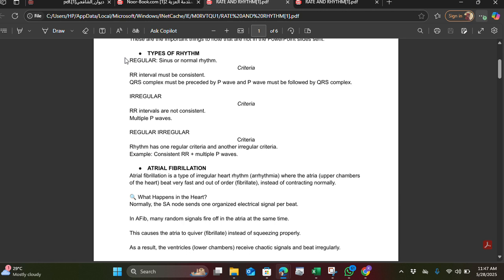Now for the types of rhythm, I told you regular, irregular, and regular irregular, so you can hear the pronunciation clearly. Regular rhythm is also called the sinus or normal rhythm. Something that is regular is okay, it is normal, all right. So that's basically what we call a sinus or normal rhythm. And then the criterion is that the RR interval must be consistent, right? The RR interval has to be consistent. And what do we mean by the RR interval being consistent?